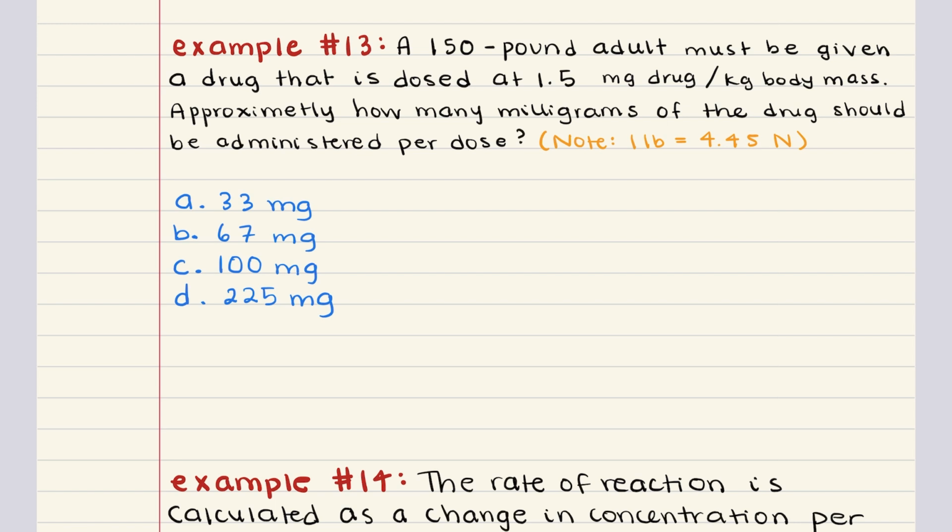We're told that this adult is 150 pounds. We can convert this to newtons because we know 1 pound is equal to 4.45 newtons. Pounds cancel out.